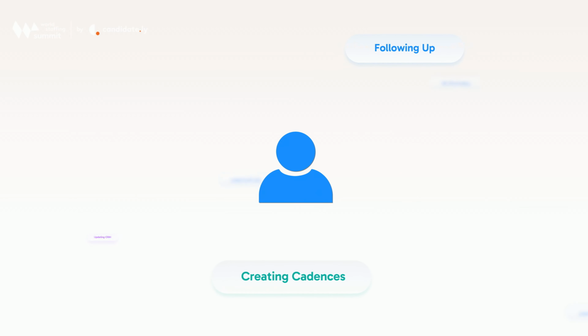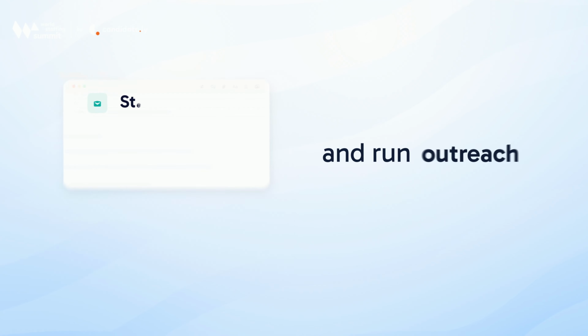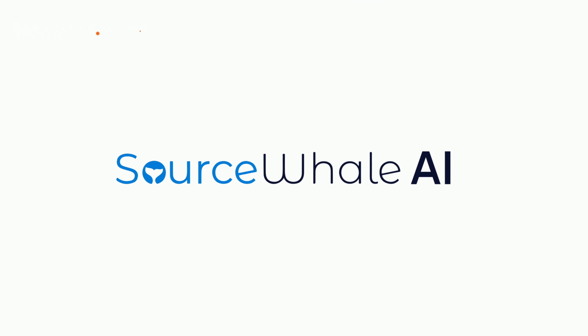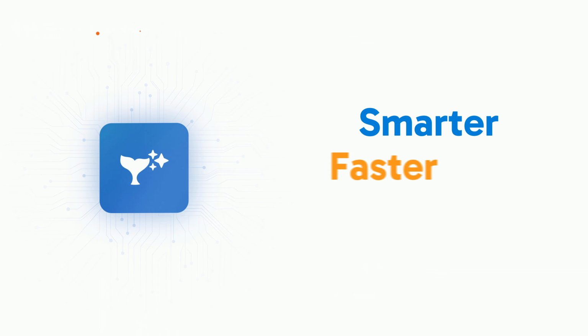Modern recruiters are continually sidetracked by admin work that doesn't directly contribute to billings. Add in the time it takes to craft emails and run outreach campaigns, and you're losing hours of productive time every single week. Introducing Sourcewhale AI, an extensive suite of features that use AI to help recruiters work smarter, faster, and better.